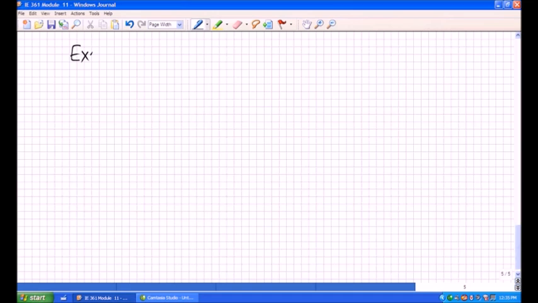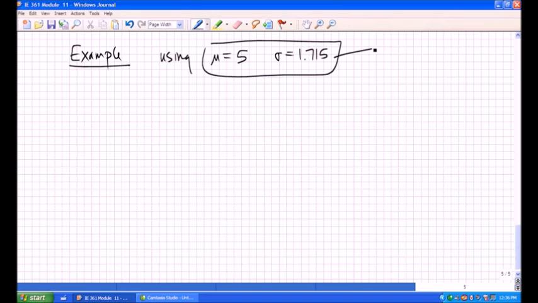If we look at this example data set from fall 2001, using standards, so using the fact that for that brown bag or that red bag the mean is 5 and the standard deviation is 1.715. So these are known process parameters. Brown bag process, red bag process parameters.